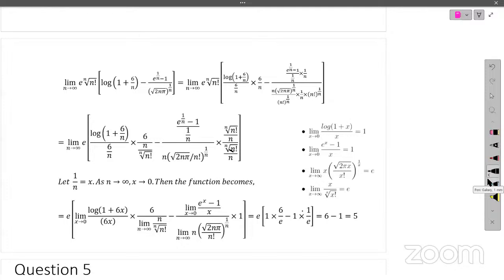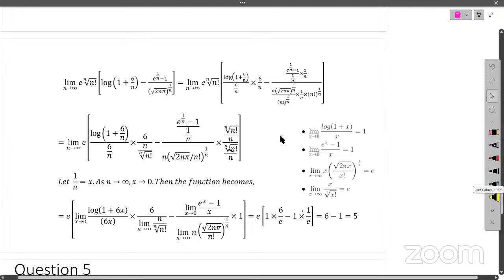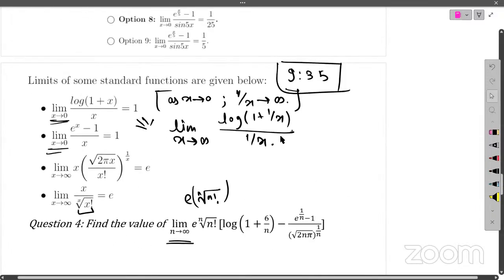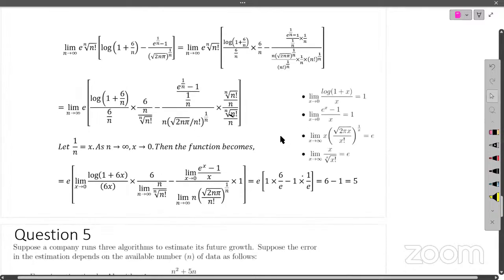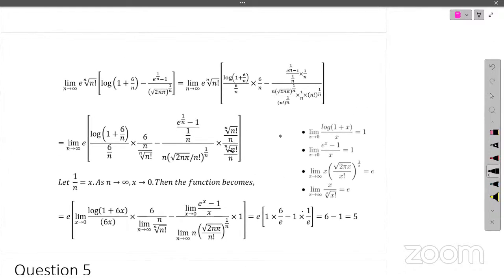You are getting 0 as the value. I don't think so. Because see, if you do L'Hospital, what L'Hospital rule do you apply, and where? Here? Limit n goes to infinity, this is log of 1 plus 1 by n upon 1 by n. You applied L'Hospital rule?